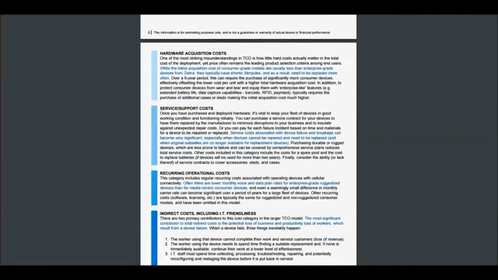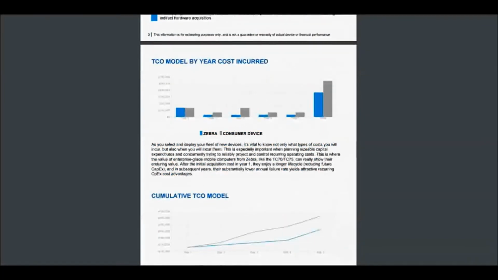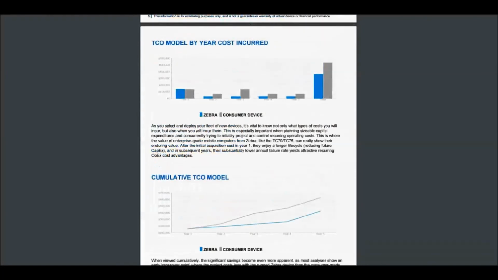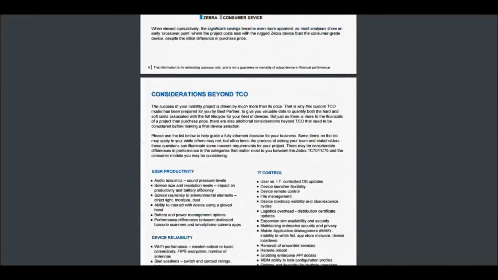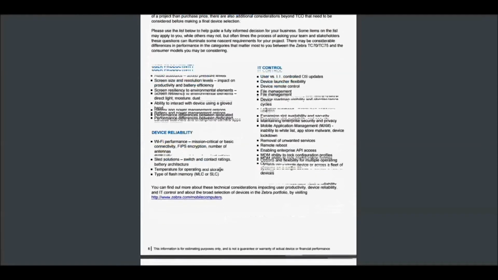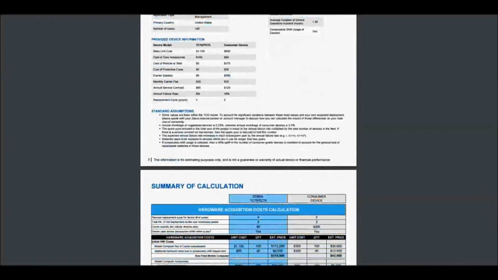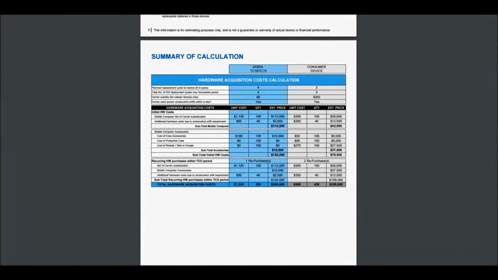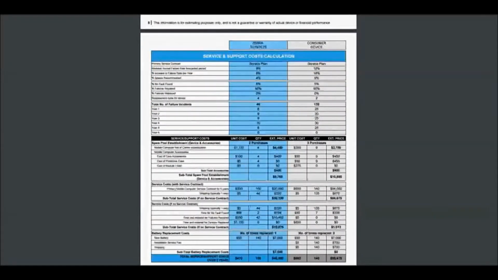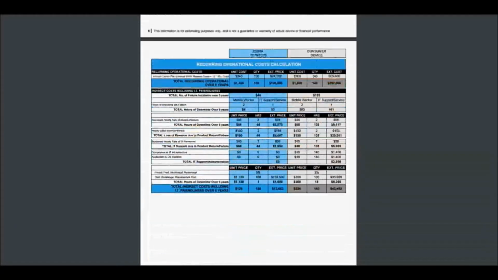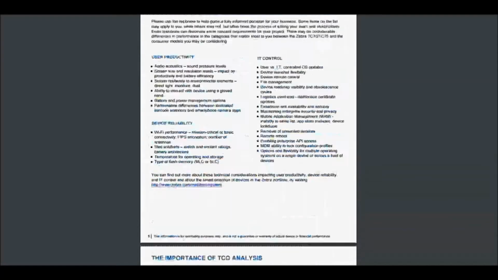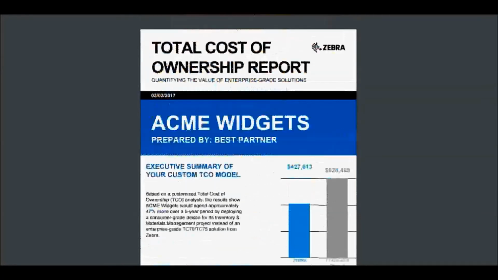It's going to give you a definition of hardware acquisition costs, indirect costs, recurring costs, TCO by year, considerations beyond TCO, the importance of the analysis, and I know there's a couple more pages here, hardware acquisition costs broken down in detail there. So this is a PDF report that you can actually share with your end user customer. Please go through it and share it and ultimately give it to them.